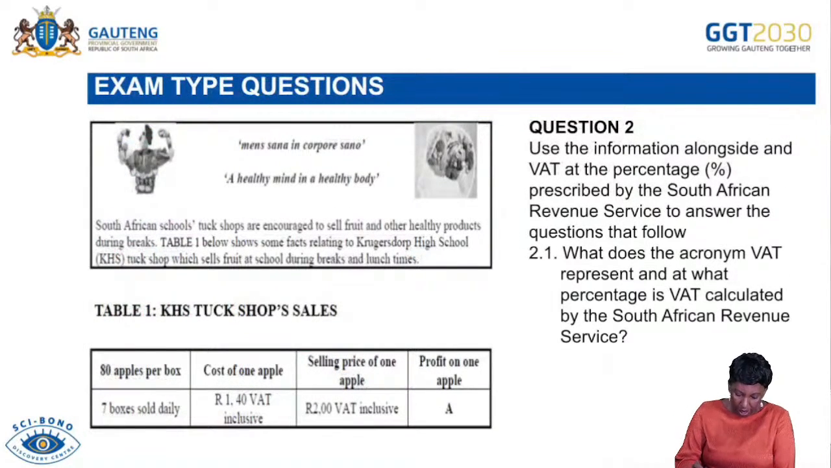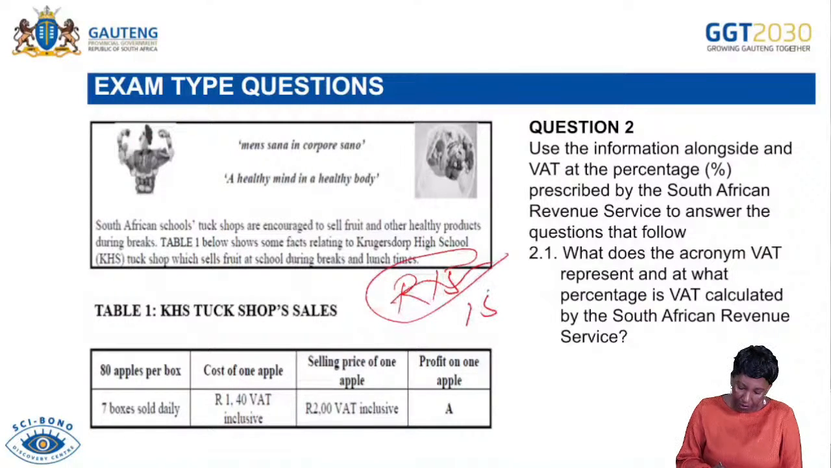Now let's have a look at this one. Now we're doing the profit and the percentages here. It says use the information. Remember, each and every single question you'll be given the story, the scenario that you need to go through, and then from there you answer the questions based on the scenario. Here it says use the information alongside and the VAT at the percentage prescribed by the South African Revenue Service. What is that VAT percentage? It is 15%.